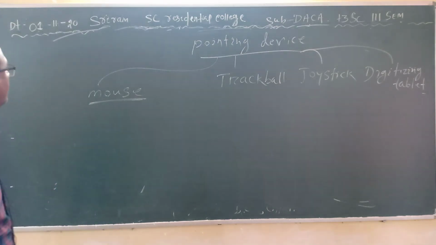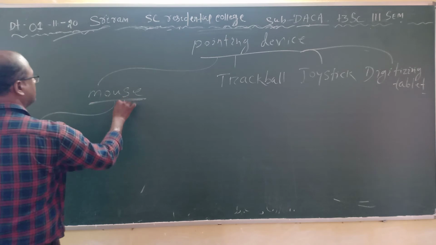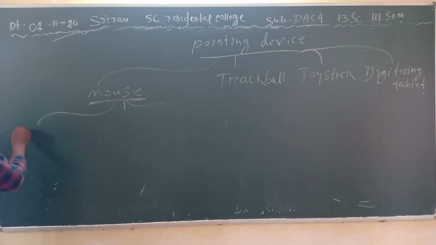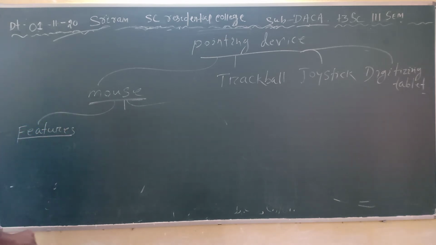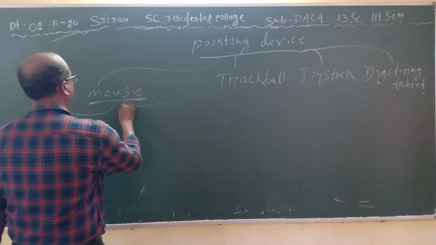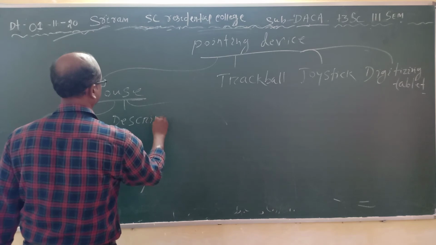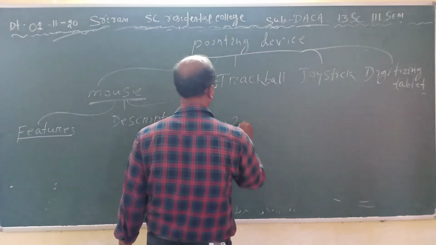Okay. The entire mechanism of the mouse is further divided into three sections. One is features, one is description, and the last one is the working mechanism.